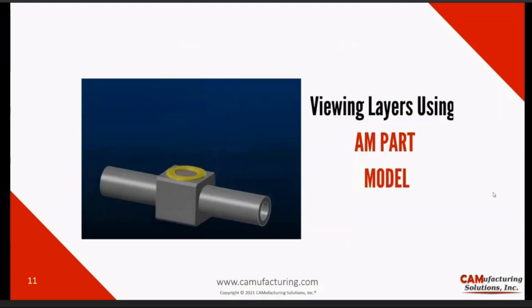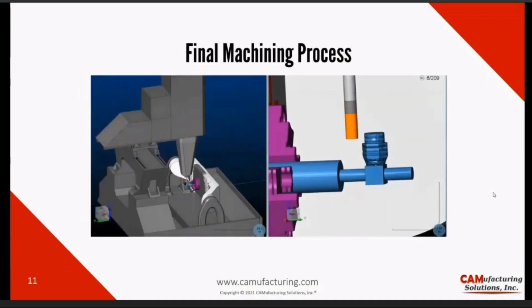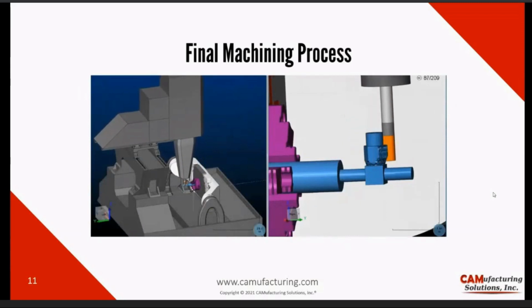And then again, this is followed by an AM part model showing the different layers so that the user can see if they're satisfied by the deposition or how each layer looks. And then finally, this is followed by the final machining process, just clearing the edges, trimming down everything, making sure that the final part looks good after the additive manufacturing.